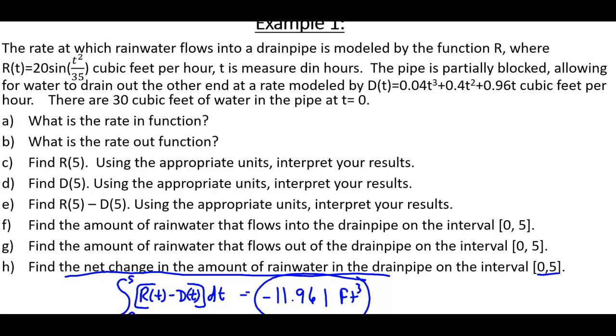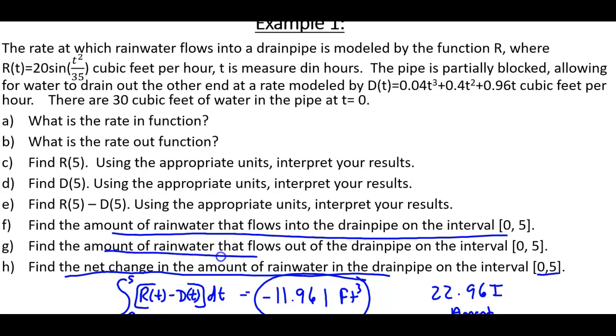Now that's one way to do it. But here's another way. We already found the amount of water that went into the pipe. It was 22.956. So this was the amount in. And we also found how much left the pipe over that time period. That was 34.917. And since it's leaving, we're going to subtract it. That's the amount out. Well, this is how much went in. This is how much went out. If you just subtract those, you get that.